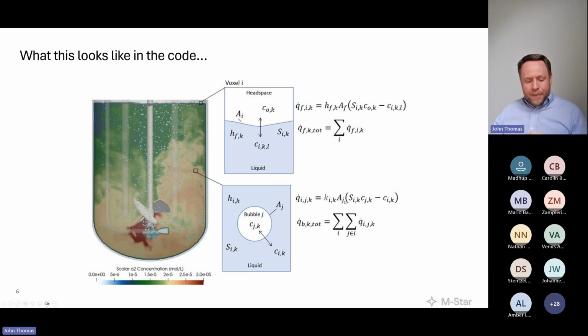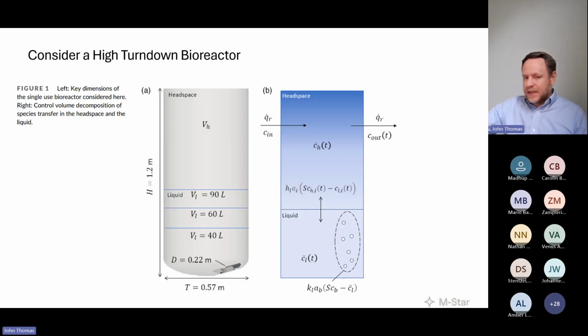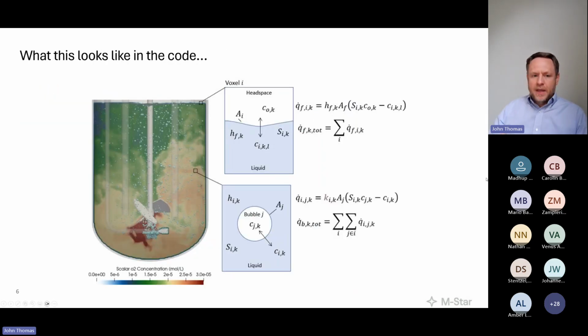But foundationally, on a bubble by bubble basis, if I have a bubble here and I have mass transfer leaving that bubble, the rate at which mass is leaving that bubble is related to the convective mass transfer coefficient, the area of that bubble, and then the concentration difference driving mass flow. If I sum up all the individual contributions from all the bubbles, then I get the total mass transfer rate from the gas bubbles into the aqueous phase.